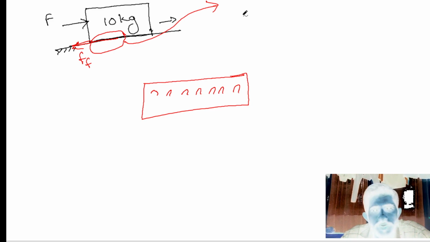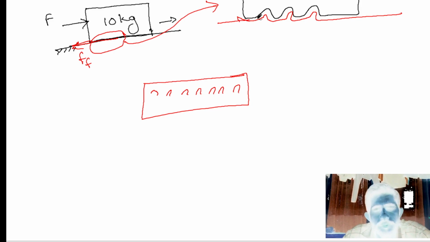At the microscopic level, the top surface will look like this, and the surface below will look like this. So when we apply force, they will hit like this. And frictional force is always tangential to the contact surface.